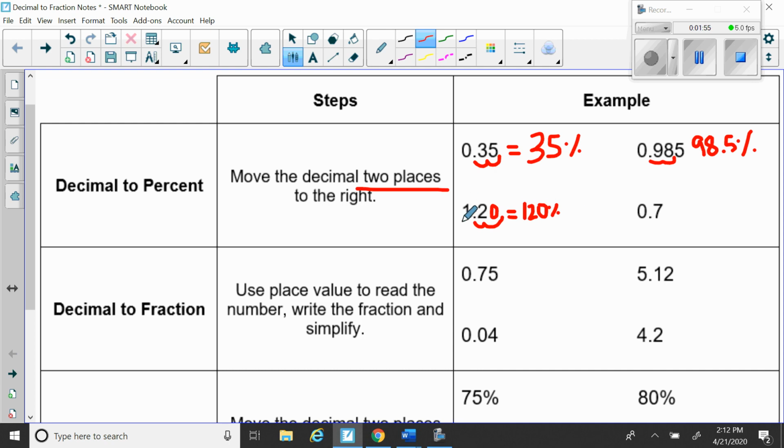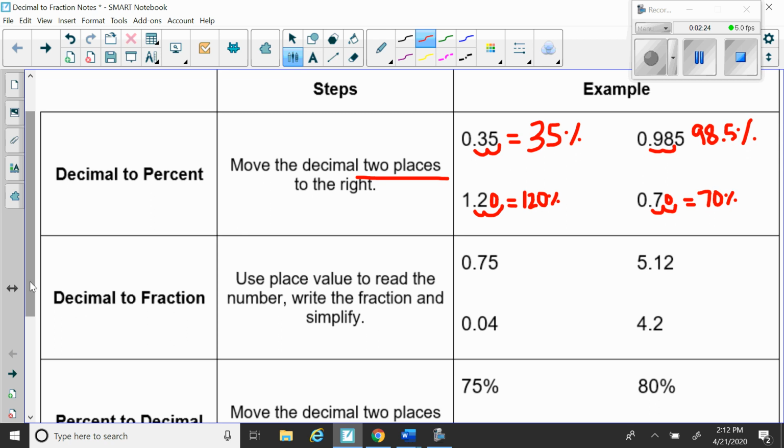And anytime you have a whole number, you will end up over 100%. And then here again, we're moving this over 2 places. There's nothing here, so we have to have a placeholder, and we would put a 0. So this would then be 70%, because of that 0 we added in here. So it's easy as that. Going from decimals to percent, just move that decimal 2 places to the right.